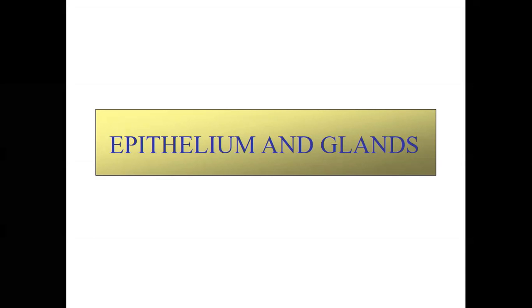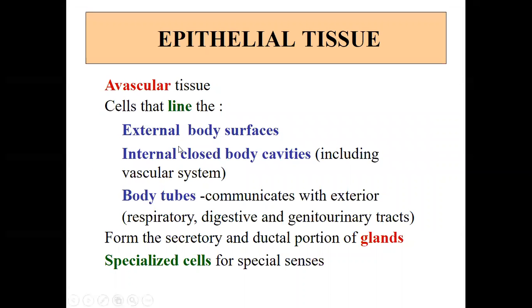So there are two components of this lecture, the epithelium and also the gland. Okay, what is epithelial tissue? The epithelial tissue is avascular tissue, meaning that it does not have a vessel. And the cells of the epithelial tissue line the external body surfaces. Okay, for example here, skin.